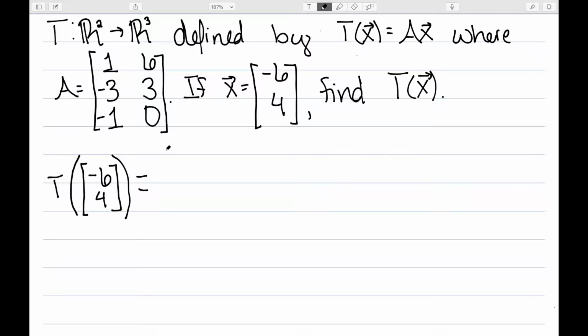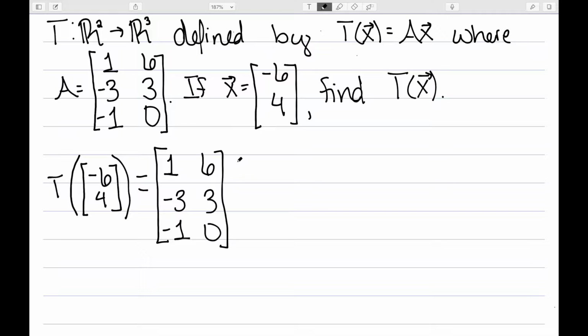We know that T of x is defined by A times x. So I have my matrix A, and I need to multiply it by my given vector x to determine the output. As we multiply this, I have 1 times negative 6 is negative 6, 6 times 4 is 24, and negative 6 plus 24 is 18.